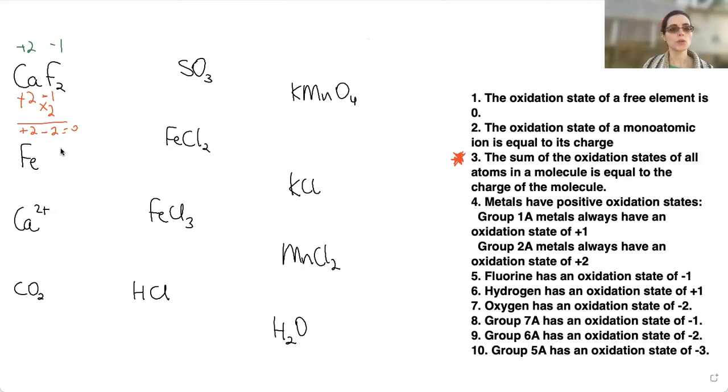And then the next one, we just have 1 atom of iron. So rule number 1, the oxidation state of a free element is 0. We have a free element, so the oxidation state is 0. Calcium 2+, we have a cation of calcium. Rule number 1 is about free elements, right? It's not a free element. Rule number 2, the oxidation state of a monoatomic ion is equal to its charge. So we have to write 2 plus here, and that's the oxidation state.